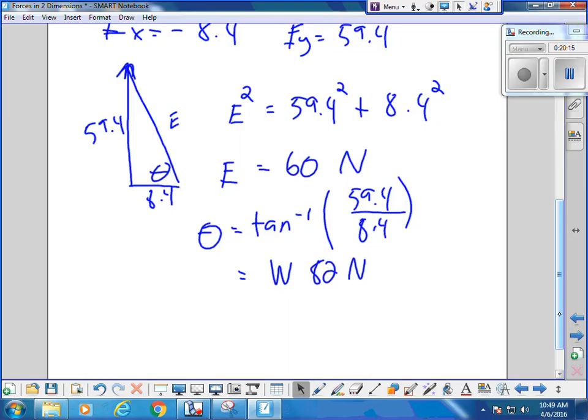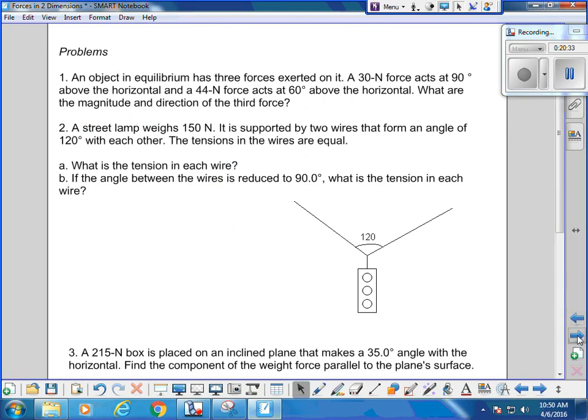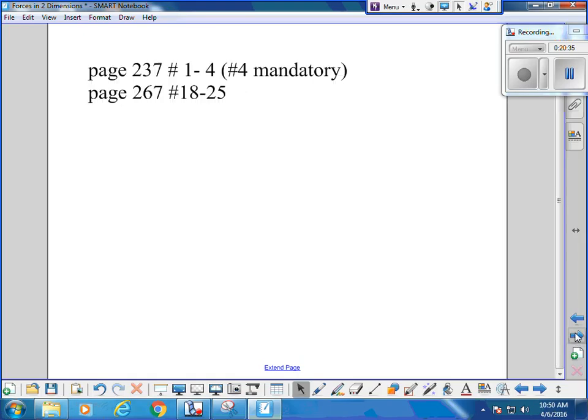Okay, I'm going to be quiet for a while. I suggest there's 5 practice questions on the next page. I suggest that you try those. Again, tomorrow, you guys out there in Winnipeg, you'll have the work period. There are some textbook questions that you should do, these 5. I'm going to make page 237, number 4, mandatory.